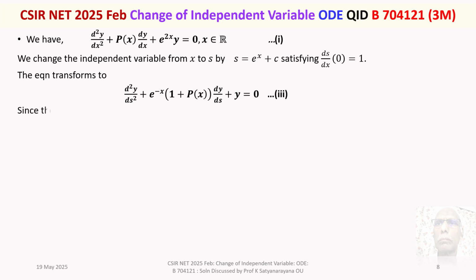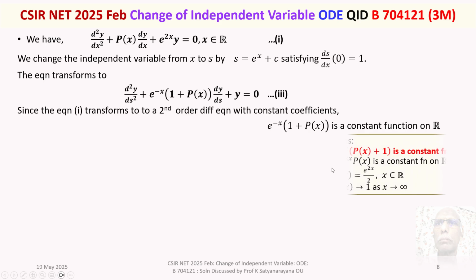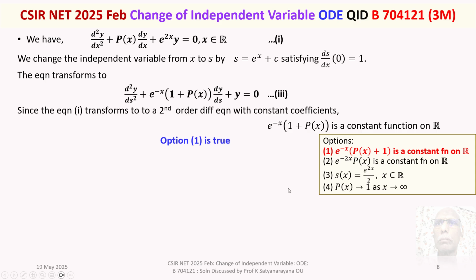Right. Now, since equation 1 transforms to a second order differential equation with constant coefficients, this coefficient of dy/ds must be a constant, that is e^(-x) into (1 plus p(x)) must be a constant. Let us look at the options. Option 1 says e^(-x) into (p(x) plus 1) is a constant function on R. Therefore, option 1 is true.